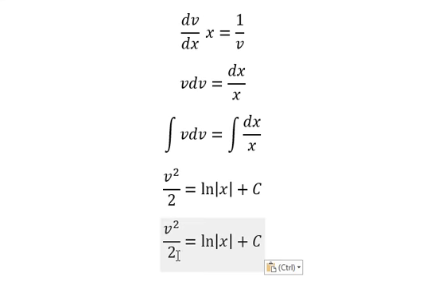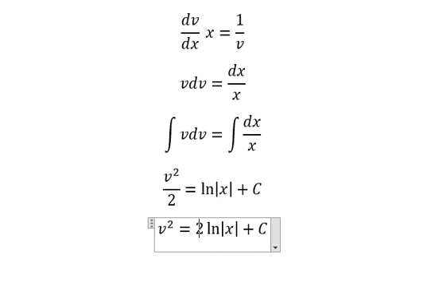Later, we multiply both sides by 2. We know that 2c we can write as c because that's about the constant. A number with the constant, they still be the constant.